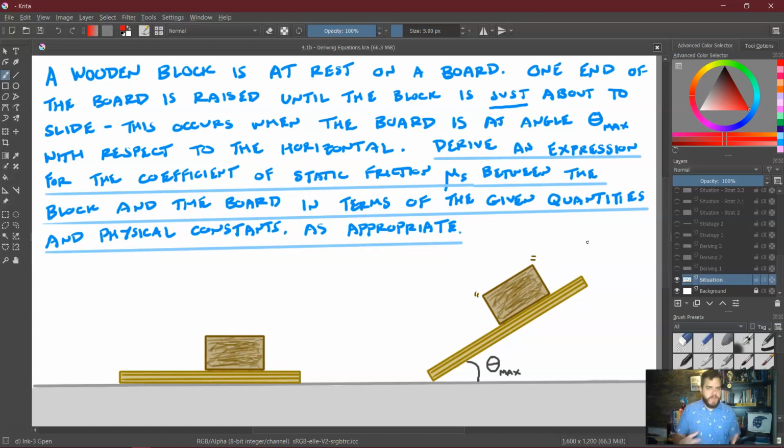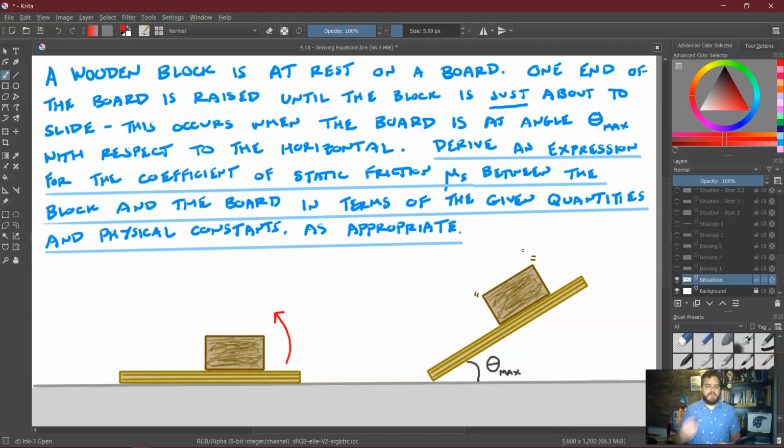but I'm going to introduce you to some strategies with this particular problem so that when we start looking at these sorts of things, you kind of have an idea of where to start. So let's start with the situation here. We have a wooden block that's at rest on a board. One end of the board is raised until the block is just about to slide. And this occurs when the board is at some angle theta sub max with respect to the horizontal.